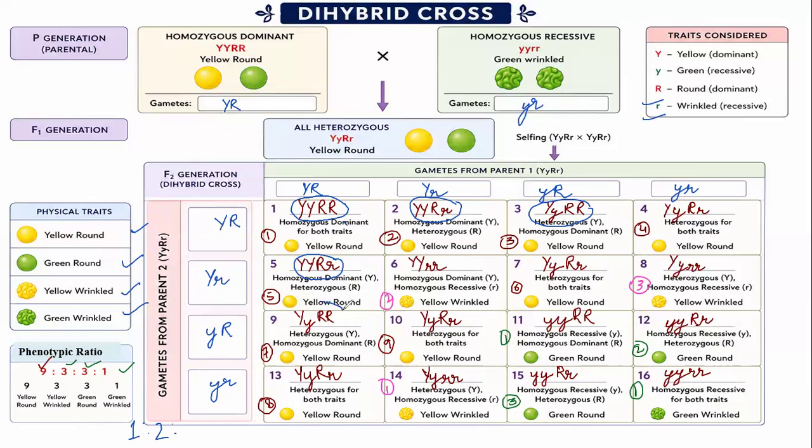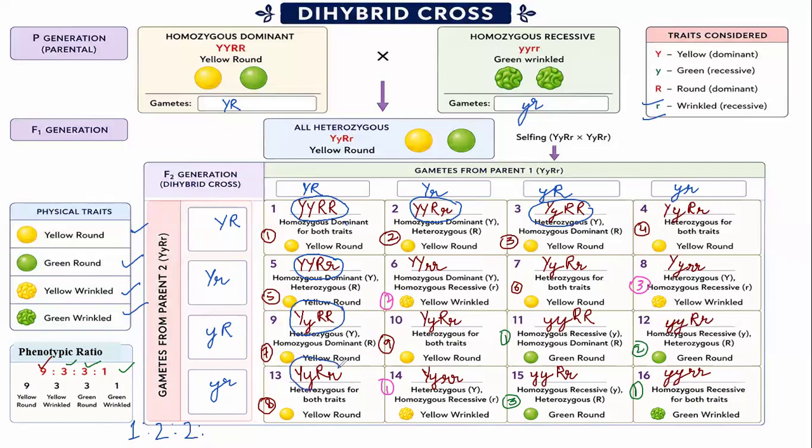This one. Got it? Capital Y, small y, and both capital R's. So again, you will get this as 2. Next, there are 4 with heterozygous both.